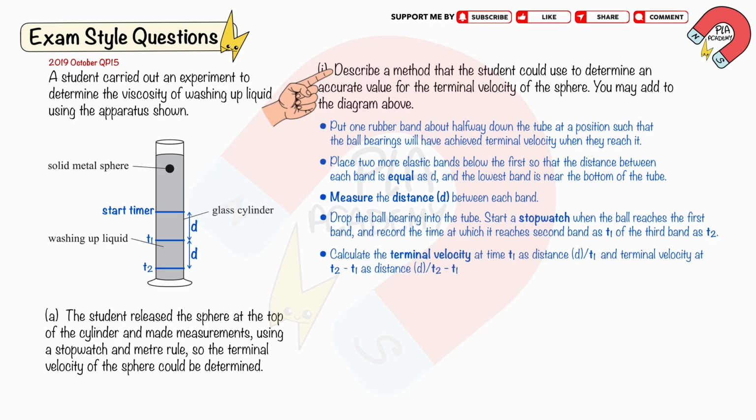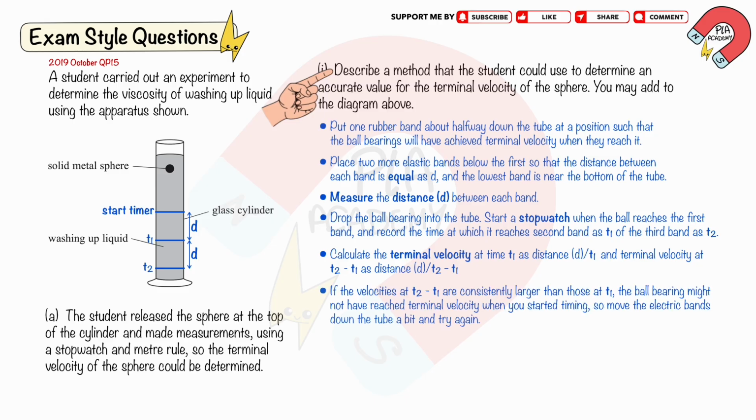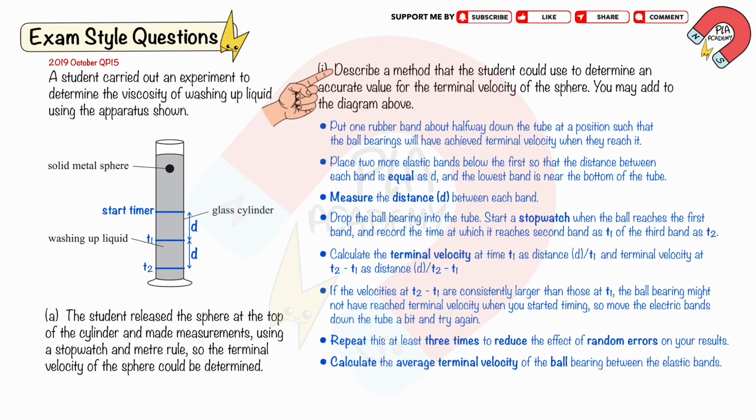Calculate the terminal velocity at time t1 as distance d divided by t1, and the terminal velocity between t1 and t2 as distance d divided by t2 minus t1. If the velocities over t2 minus t1 are consistently larger than those over t1, the ball bearing might not have reached terminal velocity when you started timing, so move the elastic bands down the tube a bit and try again. Repeat this at least 3 times to reduce the effect of random errors on your results. Calculate the average terminal velocity of the ball bearing between the elastic bands.